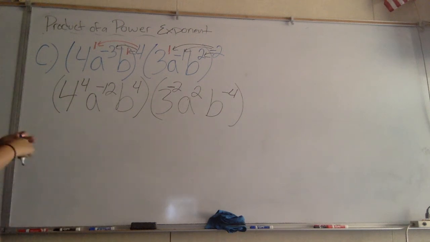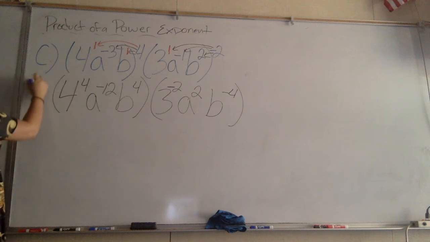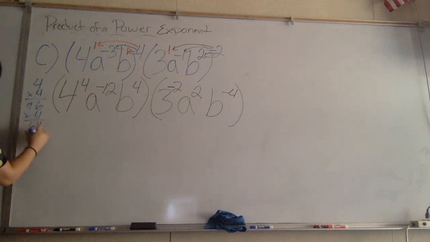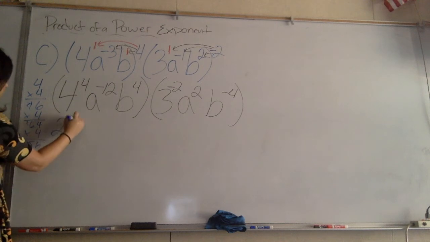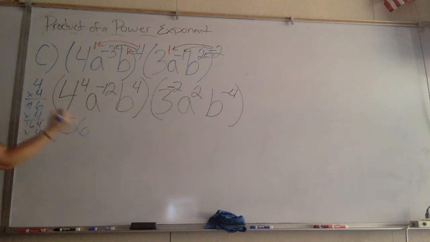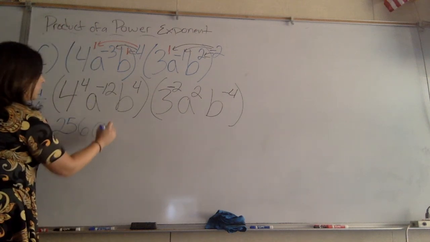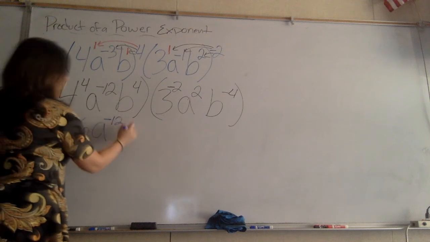All right, so now we can distribute it. So I have 4 times 4 times 4 times 4. Actually, let's multiply this out. 4 times 4 is 16, times 4 is 64, times 4 one more time is 256. So I have 256. We're going to leave this A, even though it is negative, until the end.